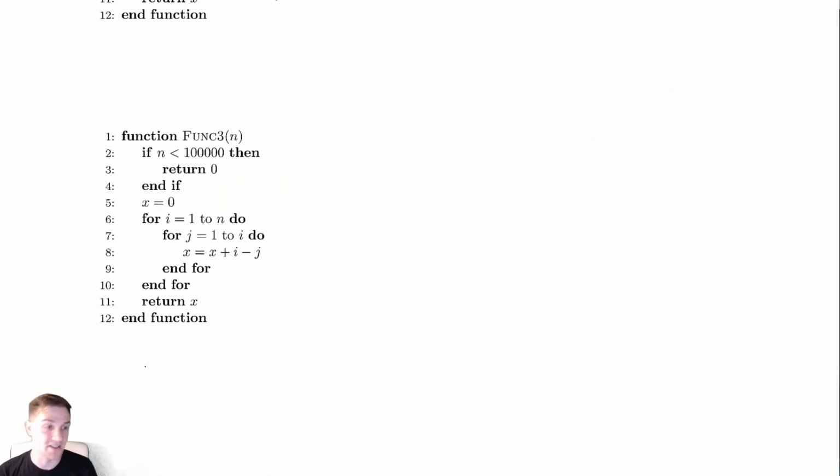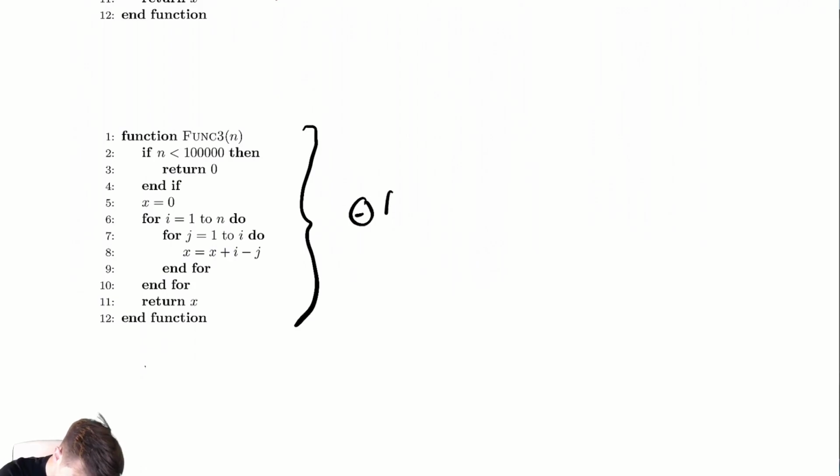How about a third example here? What if we change that inequality in our if statement check? Here, if n is small, less than 100,000, then we return 0, and if it's large, we've got to do some work with the for loops. In this case, for large values of n, we're always executing those for loops, so the runtime here would be theta of n squared.